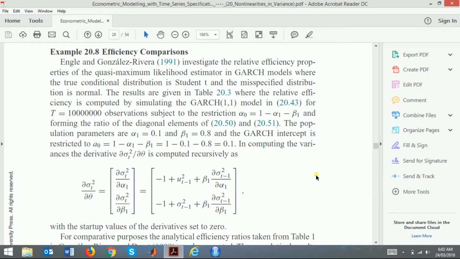Engle and Gonzalez investigated the relative efficiency properties of the quasi-maximum likelihood estimator in GARCH models. So when we are estimating GARCH models with the quasi-maximum likelihood estimator, the true conditional distribution is a t distribution and the misspecified distribution is the normal distribution. So the true one is the conditional standard t distribution, and the misspecified one, for which we converted from maximum likelihood to quasi-maximum likelihood, is a normal distribution. We have the results in table 20.3.